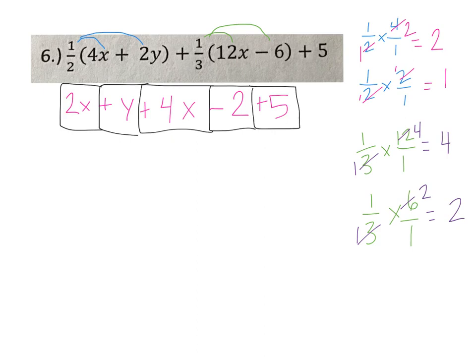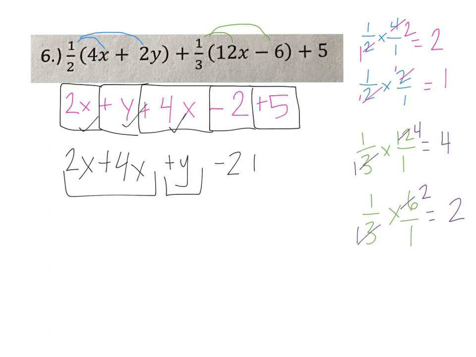So it looks like we can combine the x's. We've got 2x plus 4x. Nothing can be really combined with the y, so then just plus y. And then we have our two constants, so minus 2 plus 5. Check, check, check. So 2x plus 4x gives us 6x. And then plus y, don't forget it. And then negative 2 plus 5, or minus 2 plus 5, gives us plus 3.